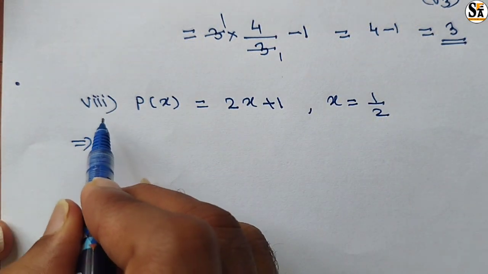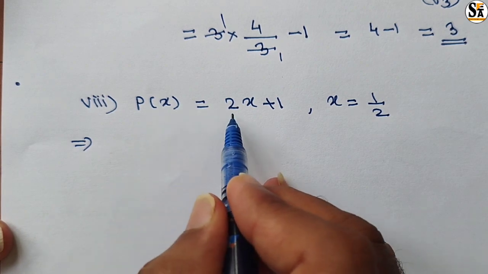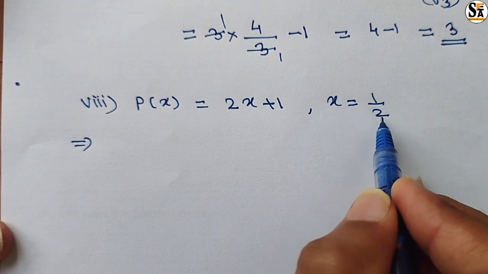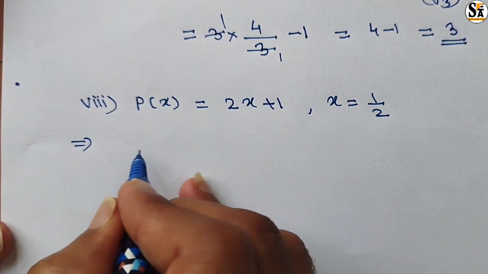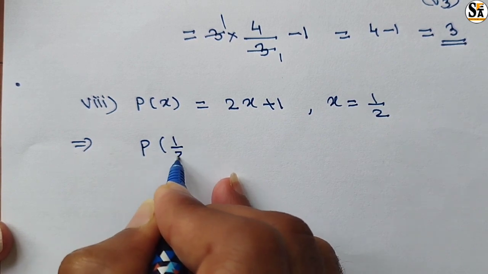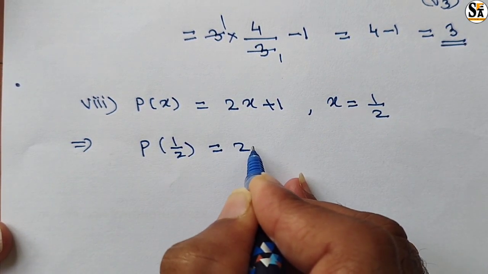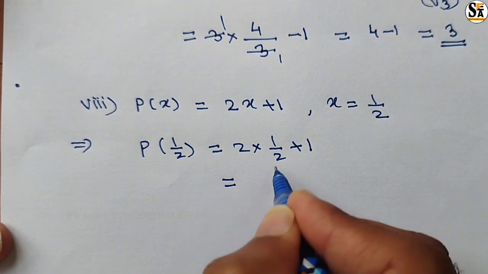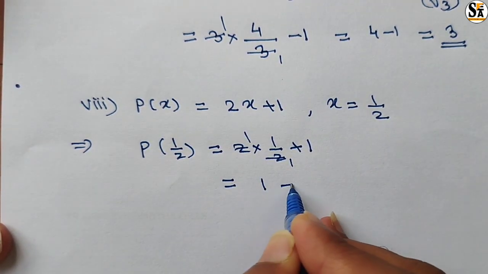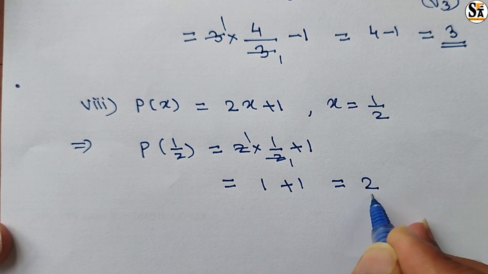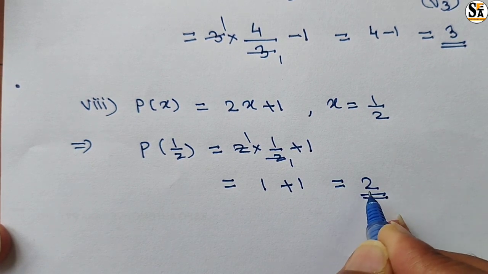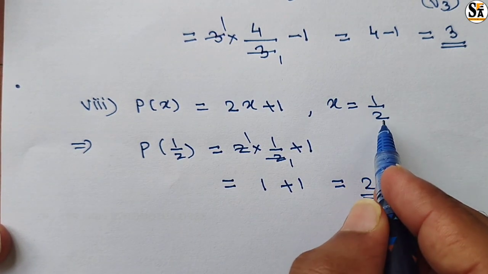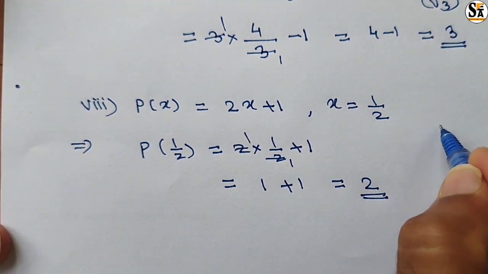Now see the last sub question for question number 3. P of x equal to 2x plus 1, this polynomial, and we have to verify if x equal to 1 upon 2 is a 0 of this polynomial. Means put the value of x as 1 upon 2. So put this value of x as 1 upon 2, 2 into 1 upon 2 plus 1. So 2 will get cancelled. Here 1 plus 1, that will be equal to 2. As we are not getting the value of polynomial is equal to 0, if we put x equal to 1 upon 2, so x is equal to 1 upon 2 is not a 0 of this polynomial. So our answer is no.